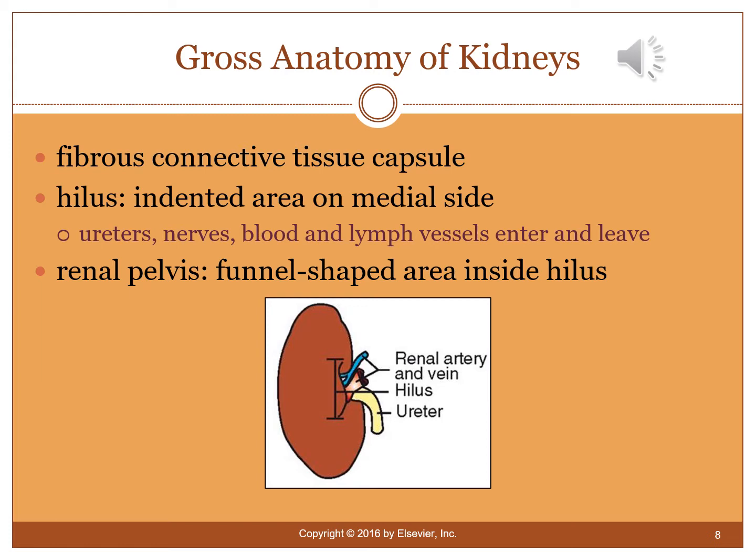So some gross anatomy of the kidneys. The kidney is covered in a connective fibrous outer capsule. There is the renal hilus, which is the indented area on the medial side of the kidney where the ureters, nerve, blood, and lymph vessels all enter and leave the kidney. And then there's the renal pelvis, which is the funnel-shaped area inside the hilus where everything drains into and collects the urine for it to be sent out through the ureter.